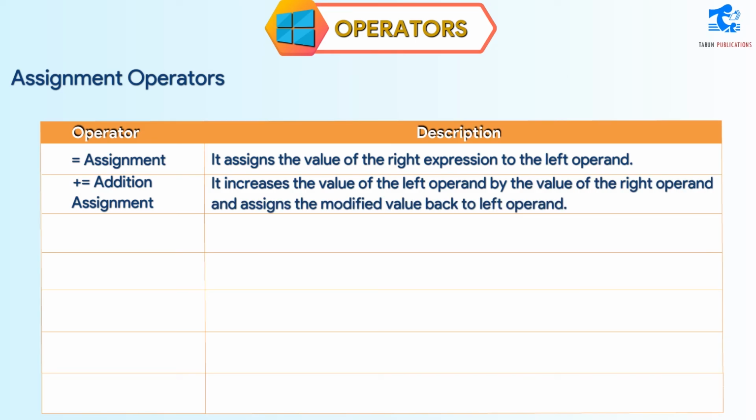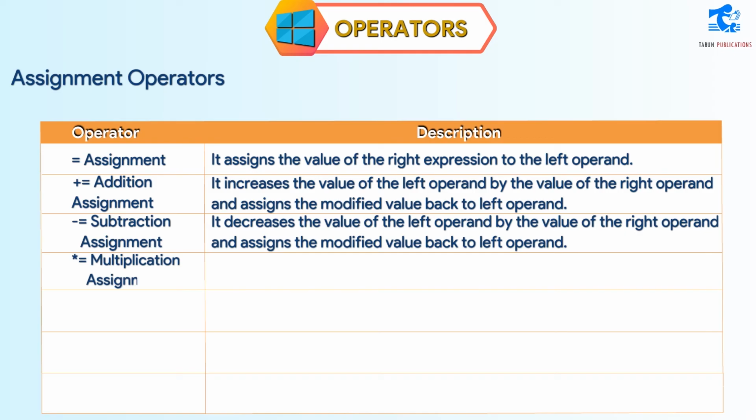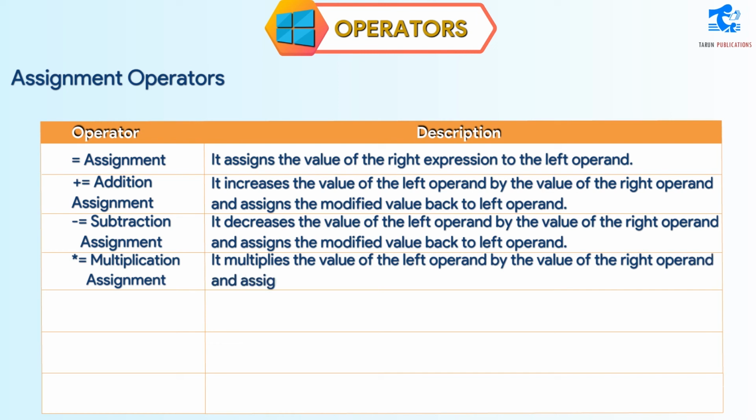Minus equals, subtraction assignment: it decreases the value of the left operand by the value of the right operand and assigns the modified value back to the left operand. Asterisk equals, multiplication assignment: it multiplies the value of the left operand by the value of the right operand and assigns the modified value back to the left operand.